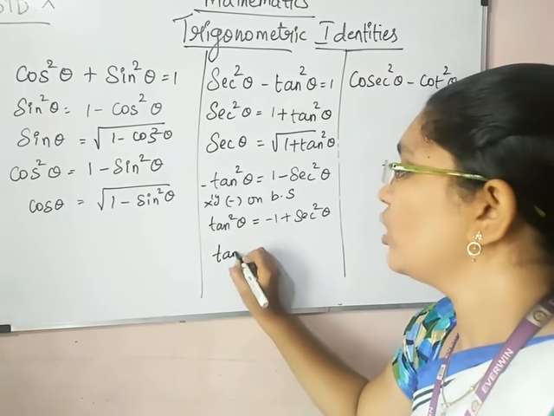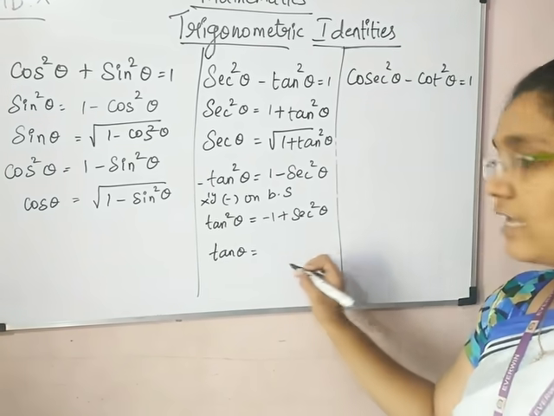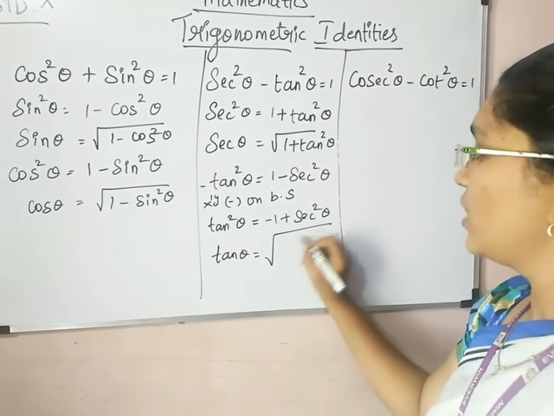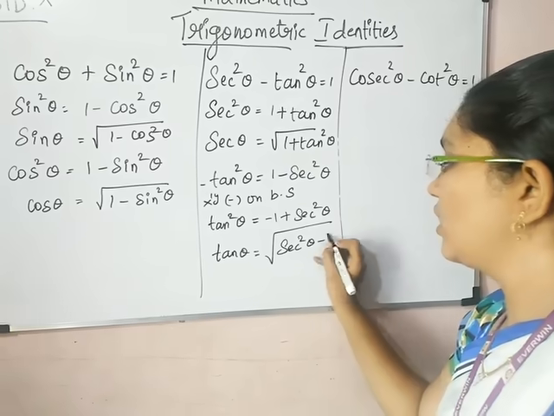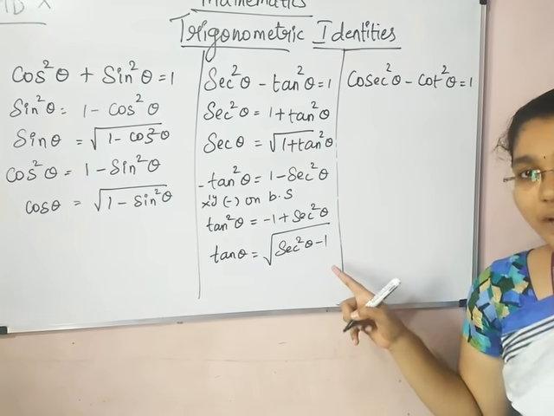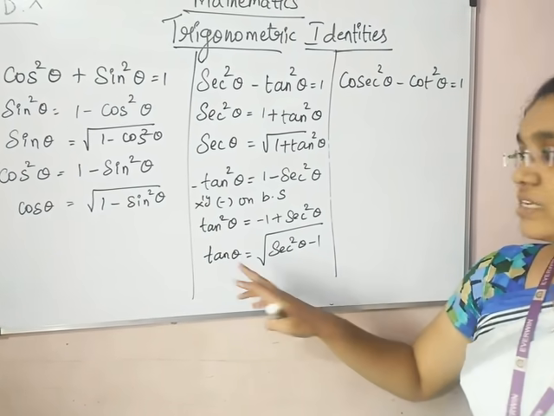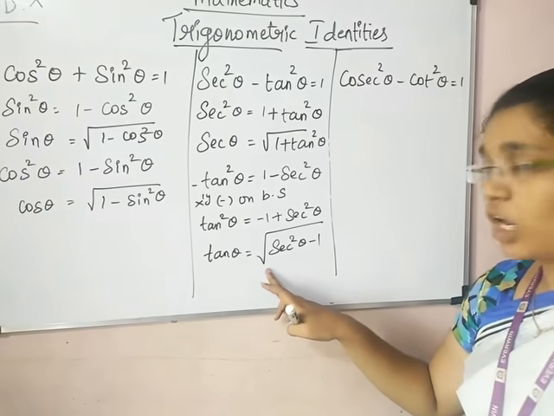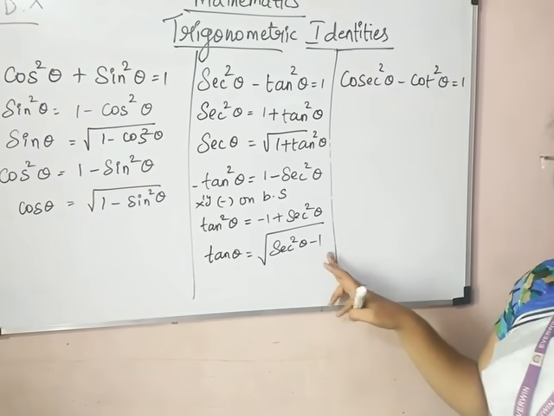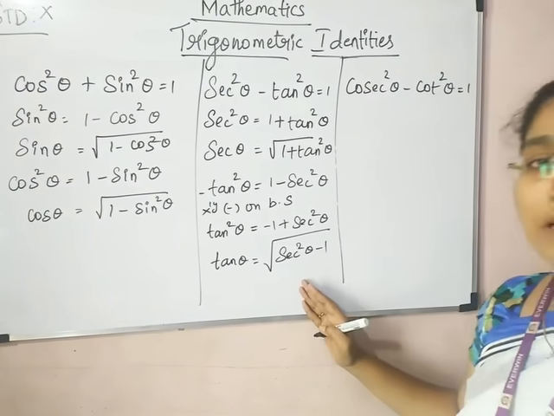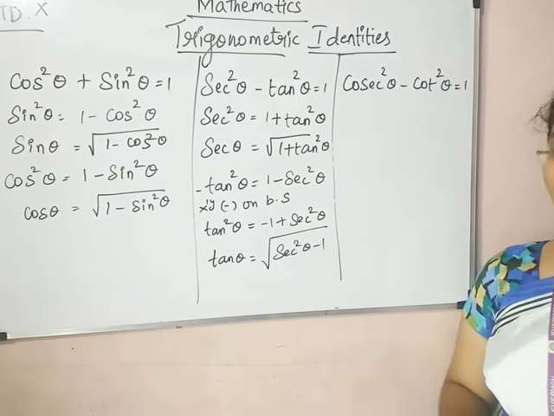So what is the tan theta value? In the same way, by taking the square root, we can write it as the root of secant square theta minus 1. I am just changing the order, nothing else. So tan theta is equal to the root of secant square theta minus 1. So we have derived the supplementary identities of the second one.